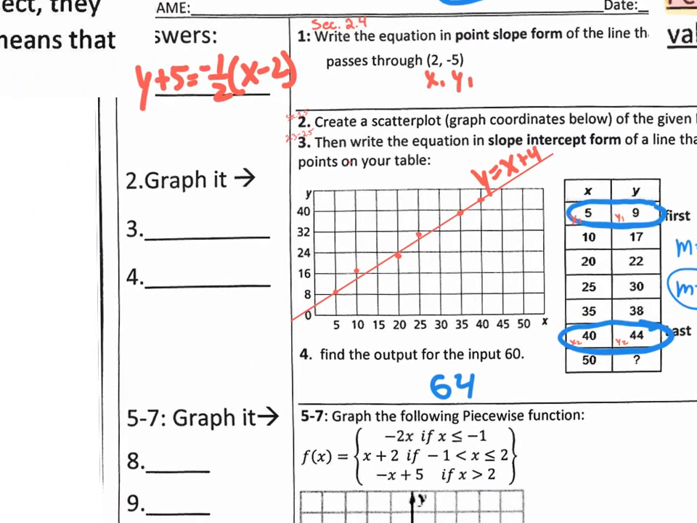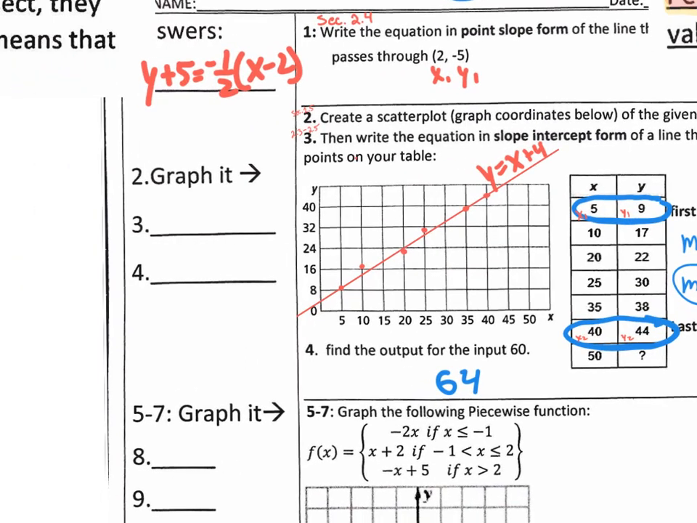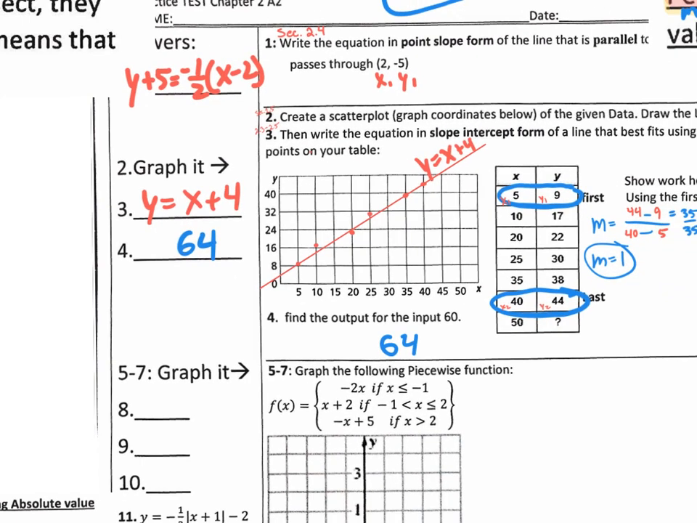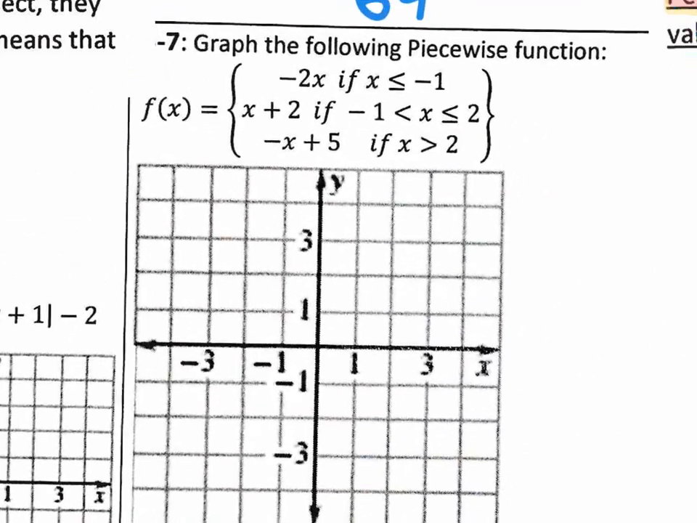So on your answer column, let's jot down the y equals x plus 4. That was the line in slope-intercept form of the line that best fits. And we also said that when we input 60, we get out a 64. And that's the 3 points that you get for the first half of Chapter 2. Any questions? Let's move on to piecewise functions.